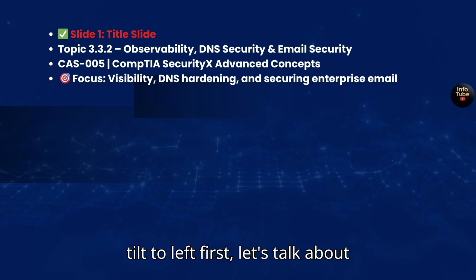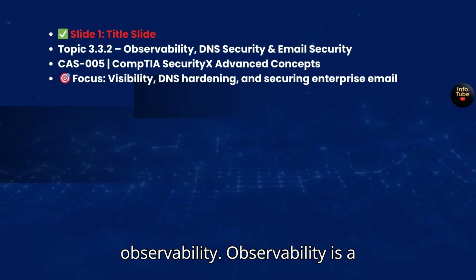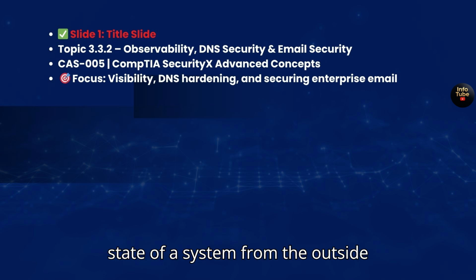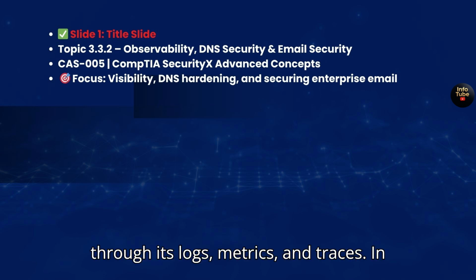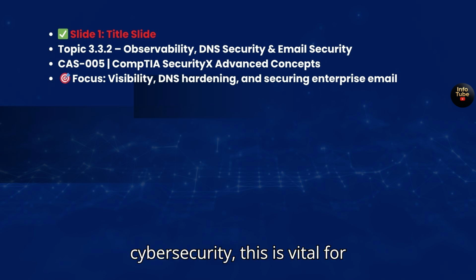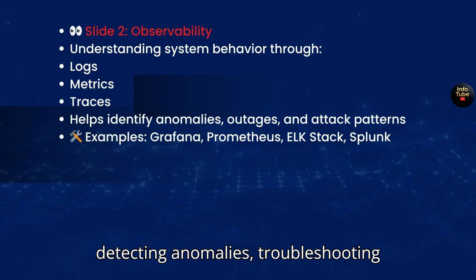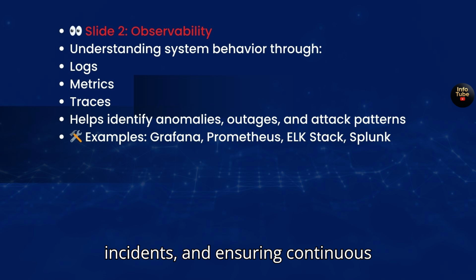First, let's talk about observability. Observability is the capability to understand the internal state of a system from the outside through its logs, metrics, and traces. In cybersecurity, this is vital for detecting anomalies, troubleshooting incidents, and ensuring continuous monitoring.